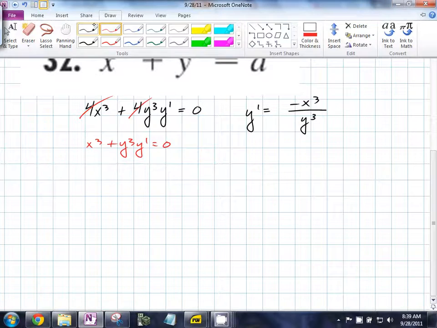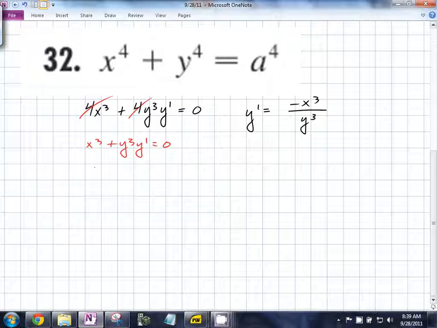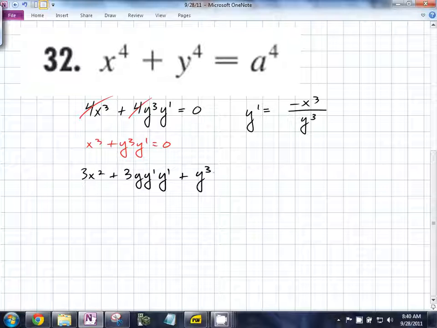So if we do this out here, we take the derivative again. Can someone tell me what it is? 3x squared. So the derivative of the first times the second plus the first times the derivative of the second. Thank you. 3y squared. Yes. Does everybody see what I did there? What did I use on this? Product rule.